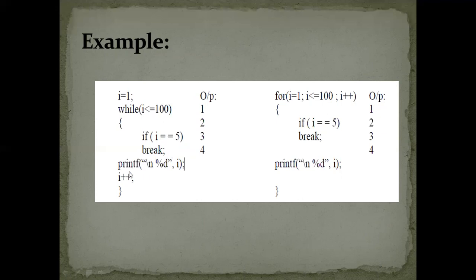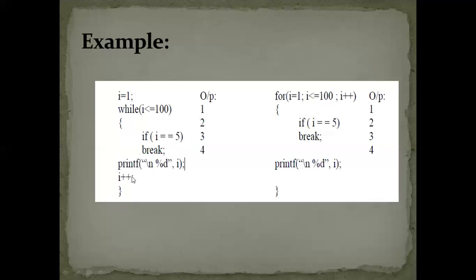Are you getting it? Now I is incrementing by 1, so I value is 2. Is 2 less than or equal to 100? Yes, this condition is true. Again, is 2 equal to 5? No, 2 is not equal to 5. The condition fails, so it will execute and print 2. Then I value will be incremented by 1, that is, I value becomes 3. Is 3 less than or equal to 100? Yes. Is 3 equal to 5? No. Then it will print 3.